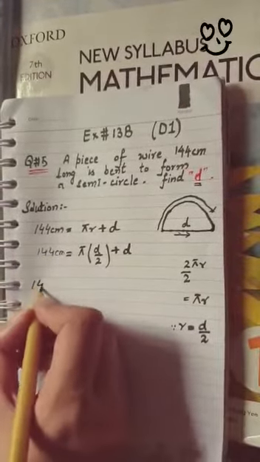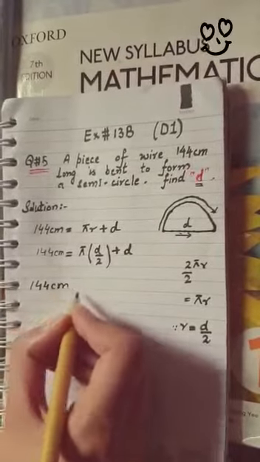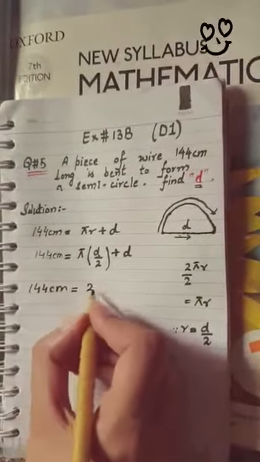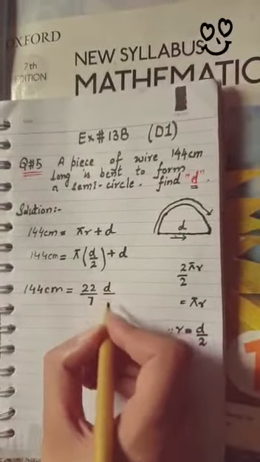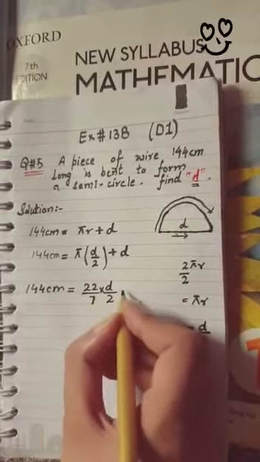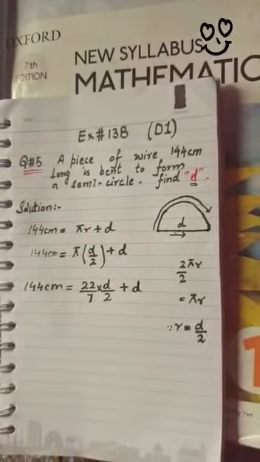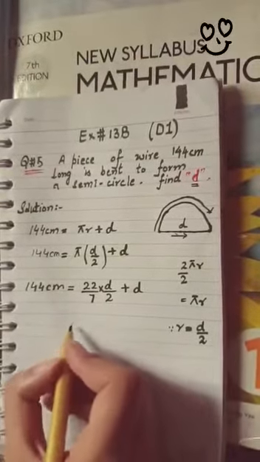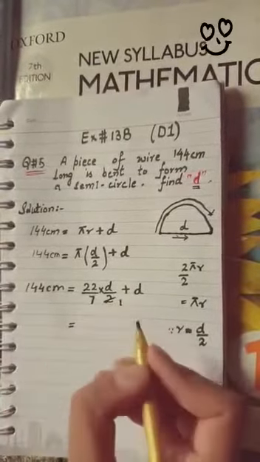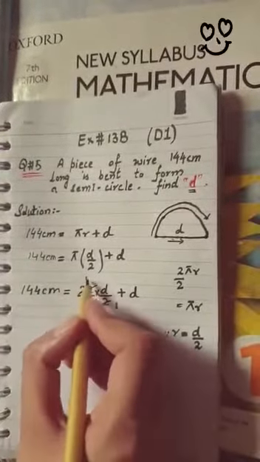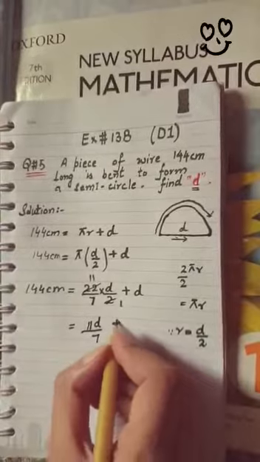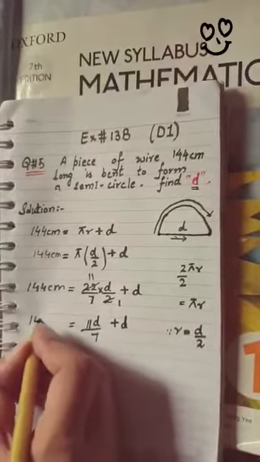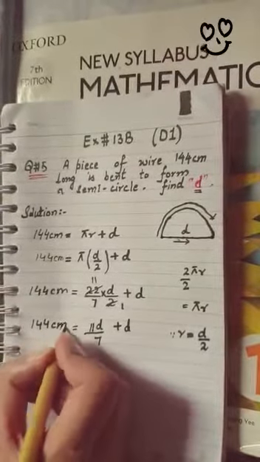144 centimeter will be as it is. Pi is 22 by 7. D, we don't know the value of d. 2 as it is, multiplication sign, and there is a sign of addition, and plus d as it is. Next, we will do the simplification, cancelling 2 with 22 to get 11. We have the answer 11d over 7 plus d, that is equal to 144 centimeter.